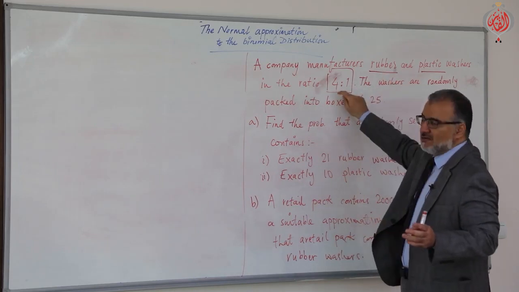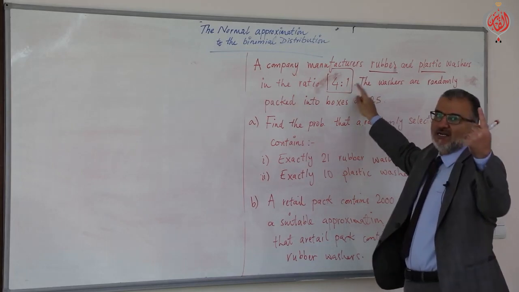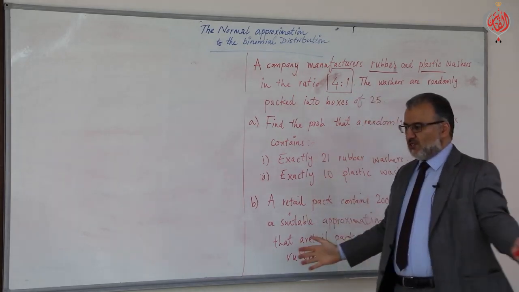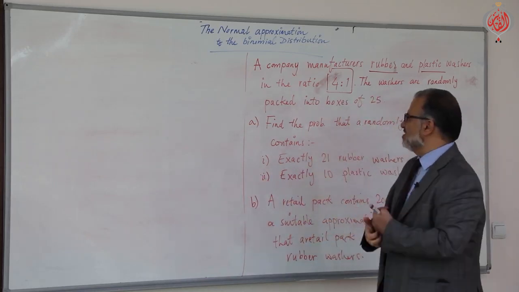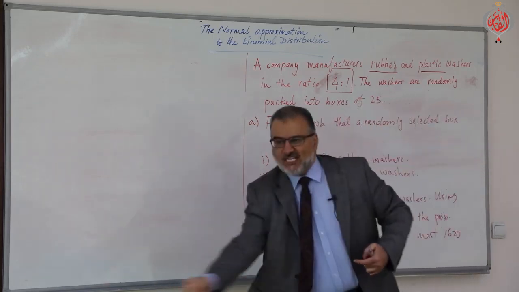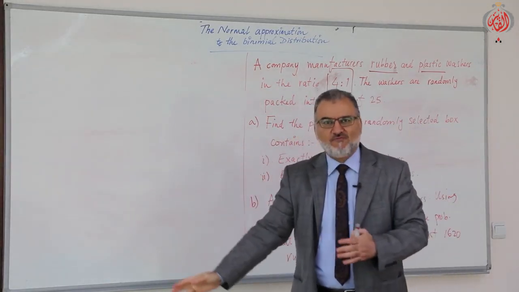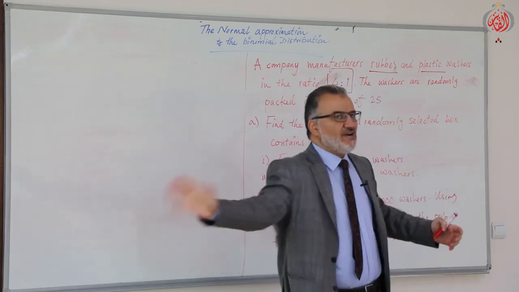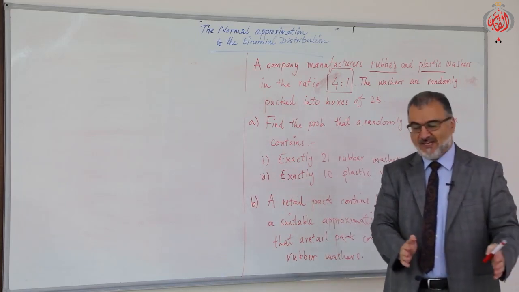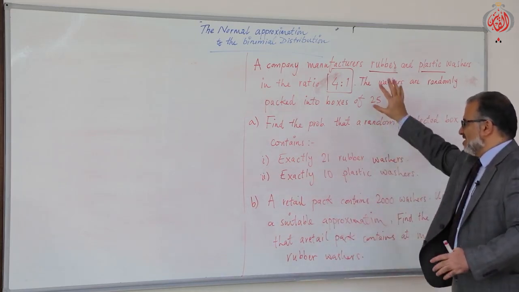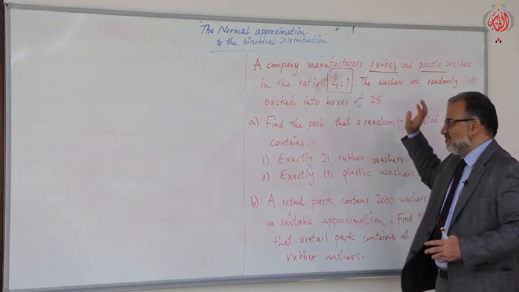For every 4 rubber washers, the company manufactures 1 plastic washer. The washers are randomly packed into boxes of 25. They are not looking at the number of plastic or rubber washers; they collect washers randomly and put every 25 washers in a box, okay? So this is the question. This is now our problem here.